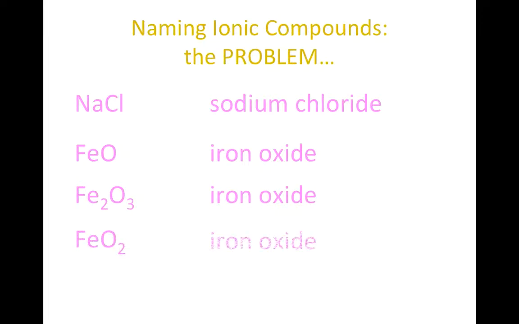FeO2, iron oxide. Obviously, there's a problem. You can't just call all of these three things here iron oxide because they're different. This is 1 iron and 1 oxygen, 2 and 3, 1 and 2. They're different things. They have different masses, different characteristics. You can't call them all by the same name. How we do this is with their charges.